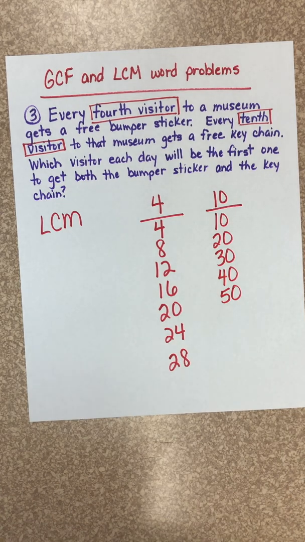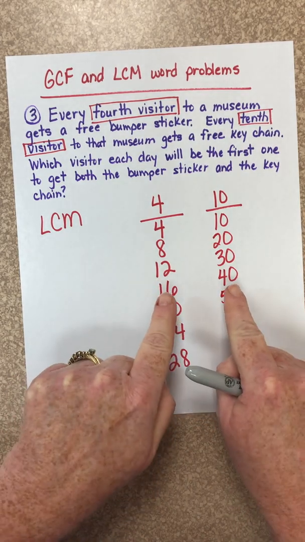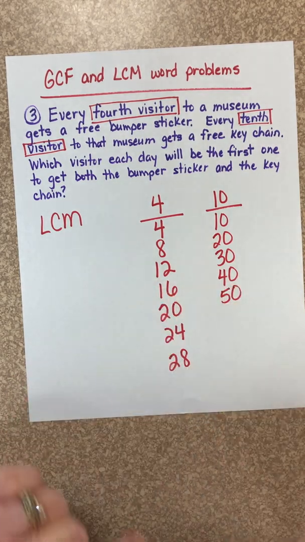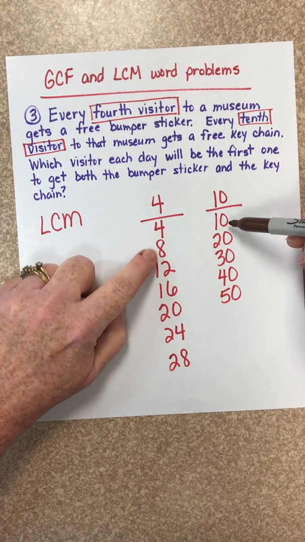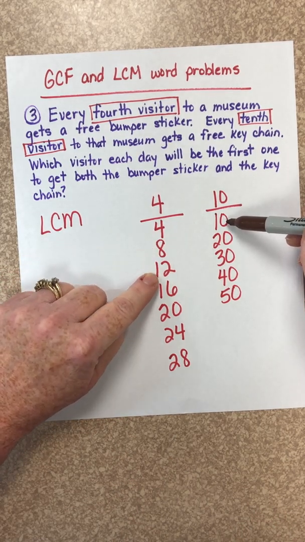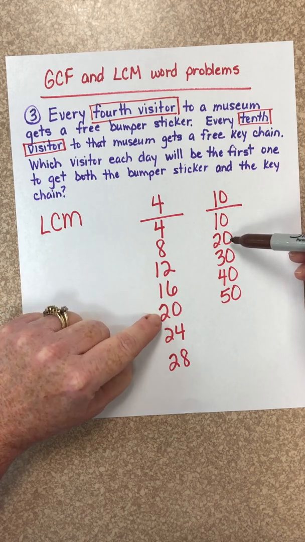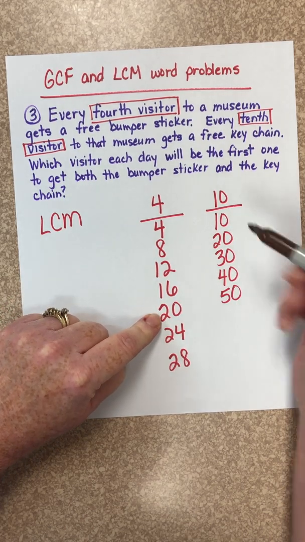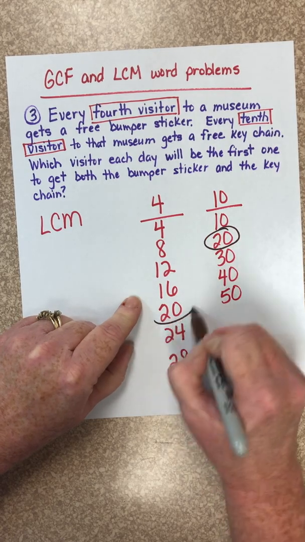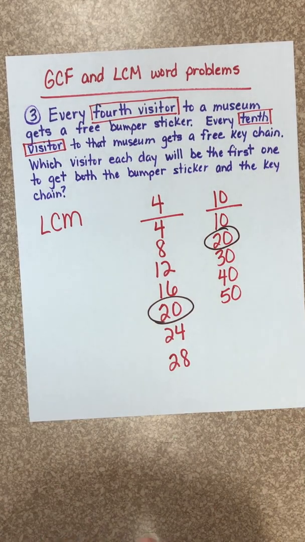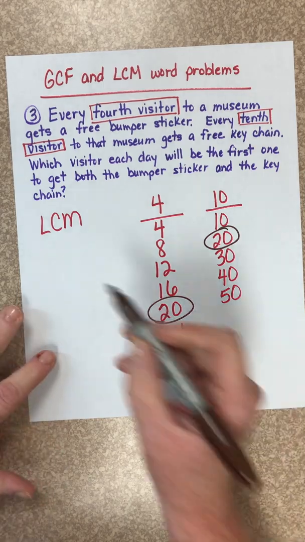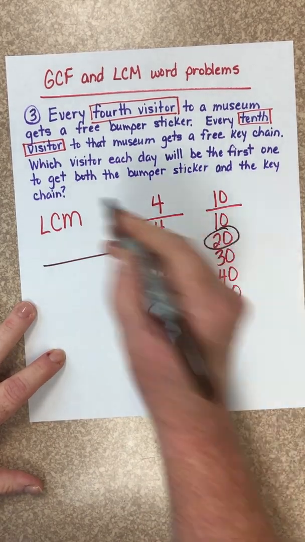Least common multiple. That means we want the smallest number that is in both columns. So I'm looking. Here's 4, here's 8, here's 12, here's 10, so that's not going to work. Here's 16, but look, here's a 20 and 20. So the least common multiple then is going to be 20.